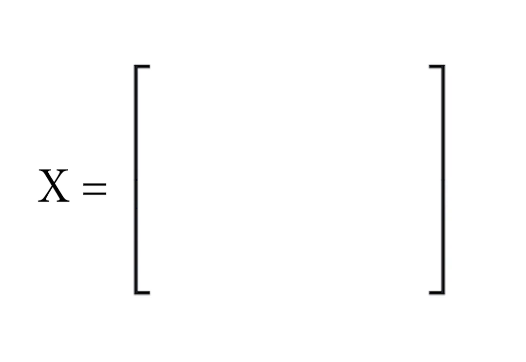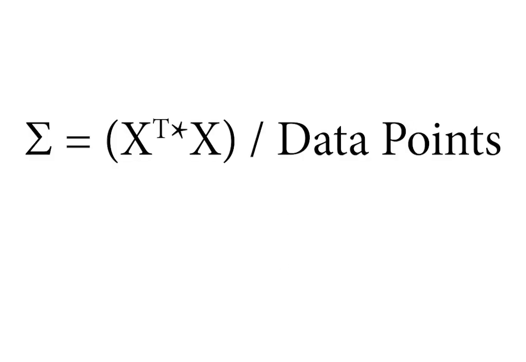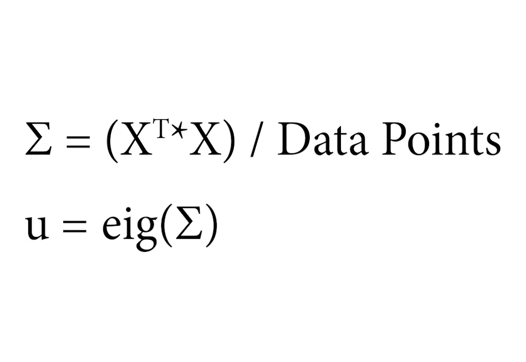We would first compute the covariance matrix of our dataset. If our dataset was a matrix X, with one row being one data point, then all we would have to do is multiply X transpose by X and divide by the number of data points. The second step is to find the eigenvectors of our covariance matrix. The eigenvectors are the vectors U, with the one with the highest eigenvalue being U1, the second highest being U2, and so on.